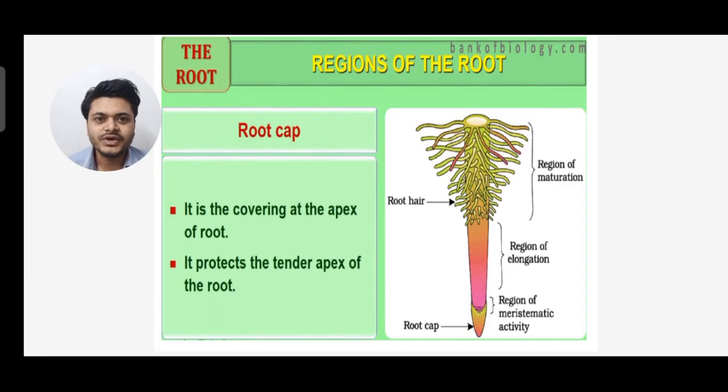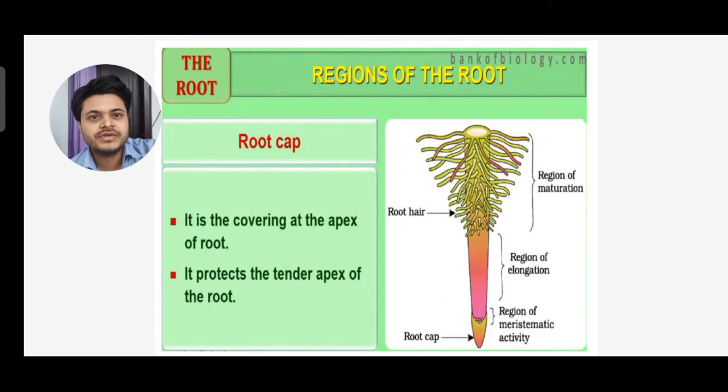Now the root cap. What is a root cap? It is the covering at the apex of the root. It protects the tender apex of the root. The root cap is the last position of a root, or the starting position from where the root starts, the covering of the root. You can see the figure.